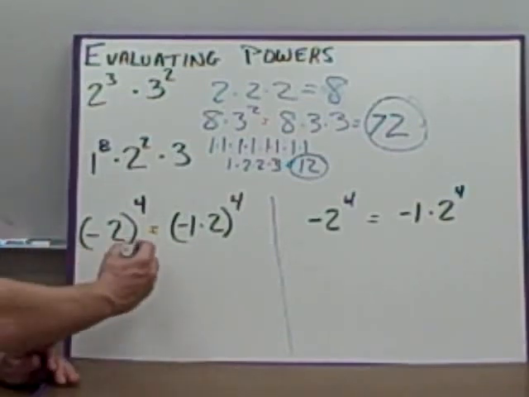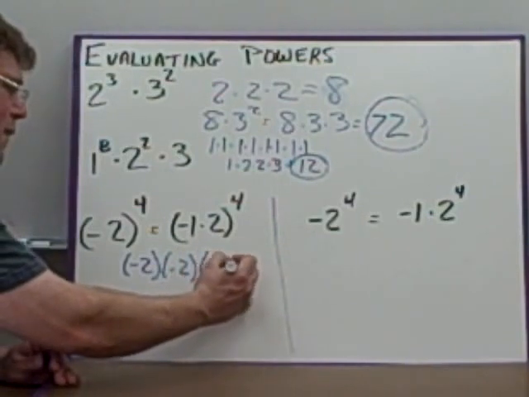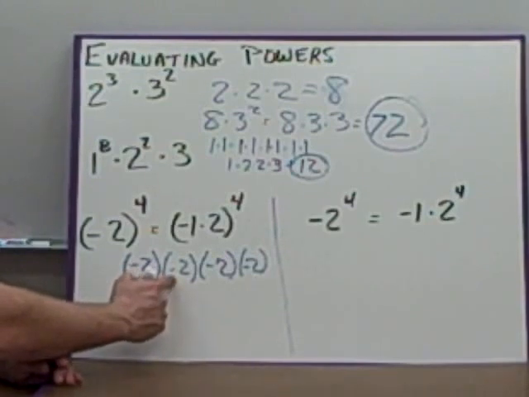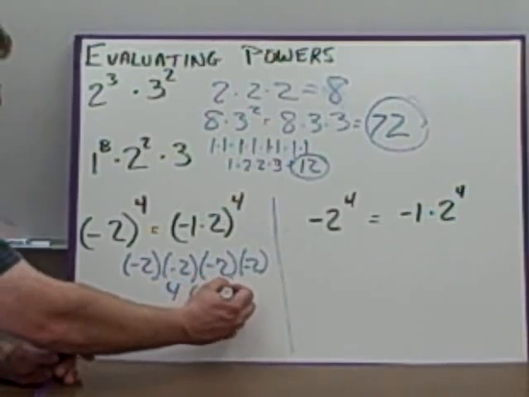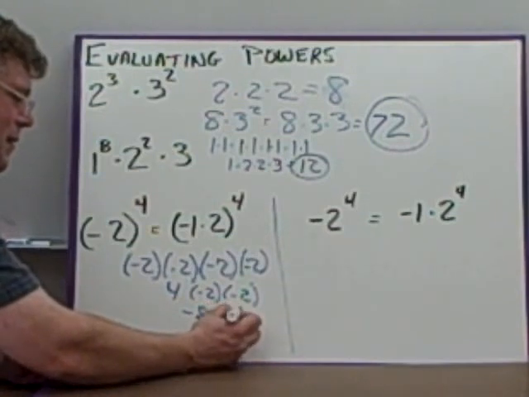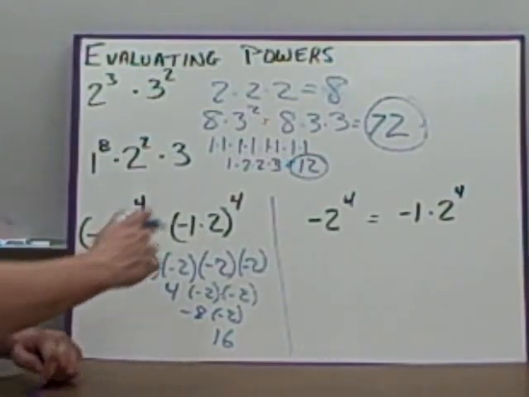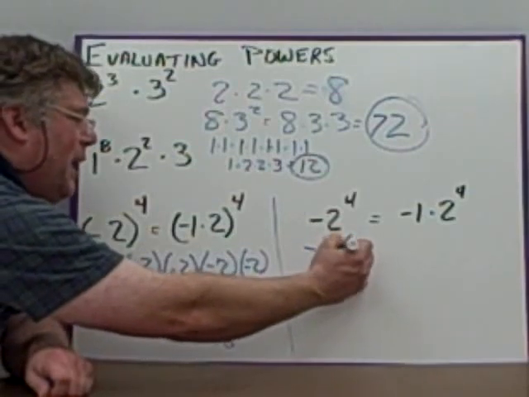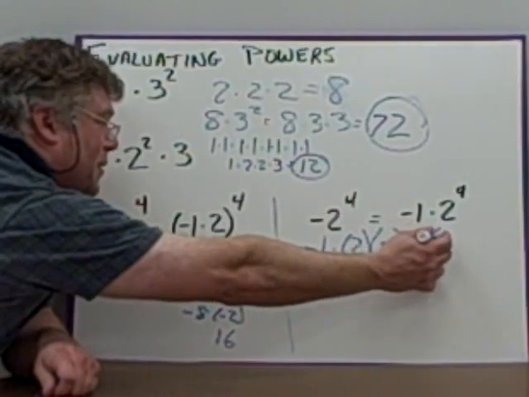So you'd have, this one works out to be -2 in parentheses times itself 4 times, which is going to give you negative times negative is a positive, so that's positive 4. -2 times positive 4 gives you -8. -8 times -2 gives you a positive 16. Whereas over here, it's going to be a little different. This is going to be -1 times 2 times 2 times 2 times 2.